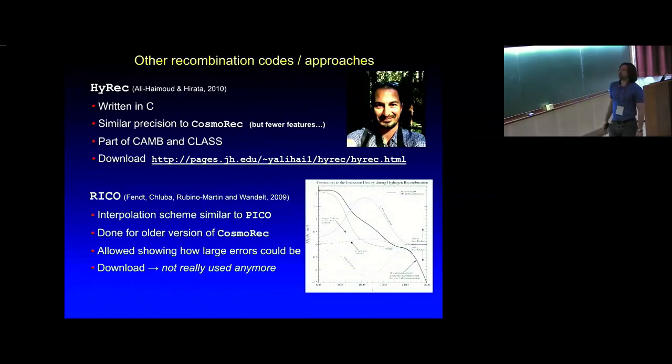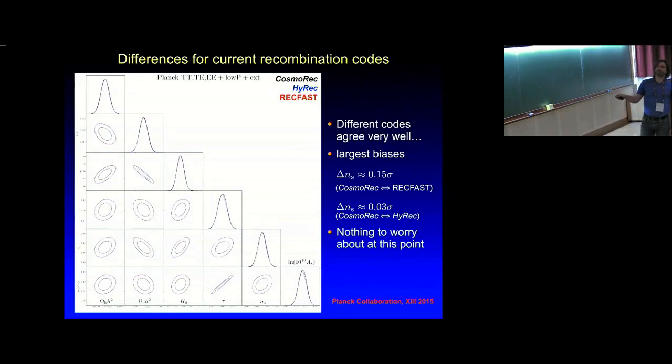All right, so I told you yesterday about the differences between all those codes. The main codes, and I could add RecFast++ here, are in very good agreement. So we are not biasing the analysis of Planck data by any significant amount. Right? So we're happy with that.